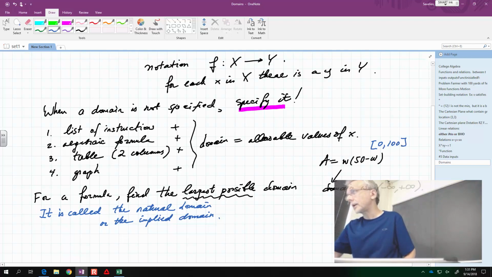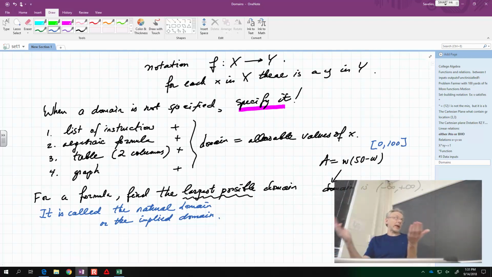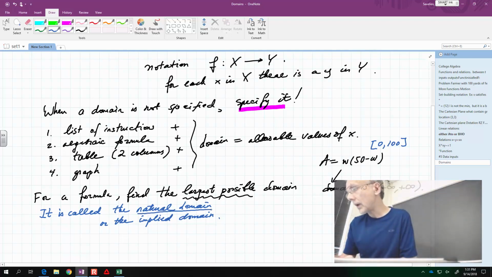That's why it would be no trouble for me to have the domain from 0 to 100 as we had in that problem, because these are only the numbers for the width of an enclosure that make sense. But if we are free from that and we're just doing mathematics, then we take the largest one, and it is called the natural domain or the implied domain of the formula.